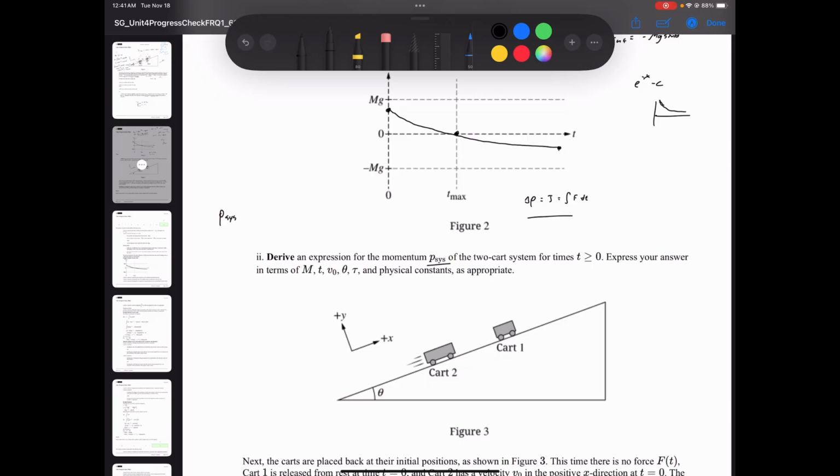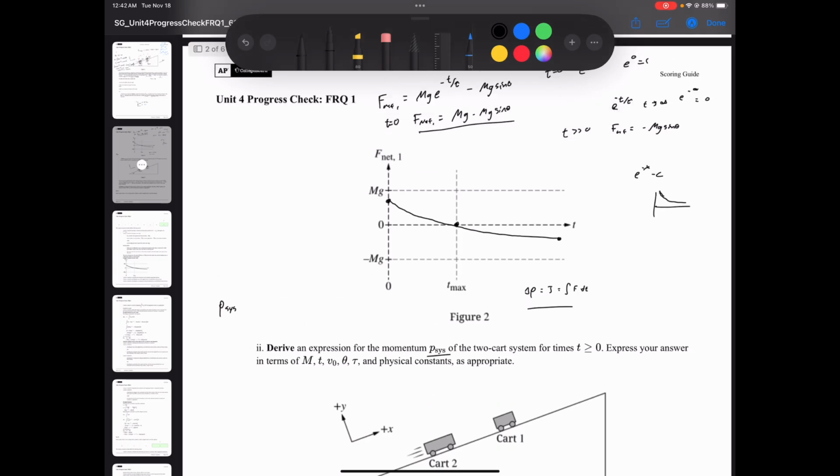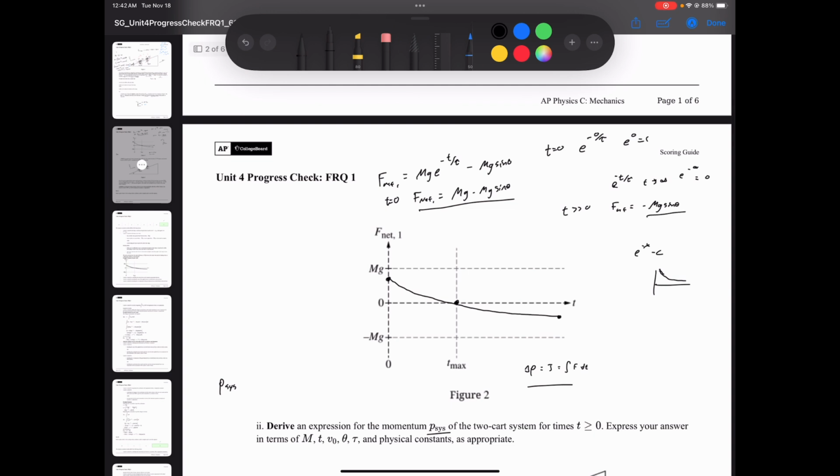And then the minimum value that it achieves, at some time much greater than 0, is basically going to be just negative mg sine theta.